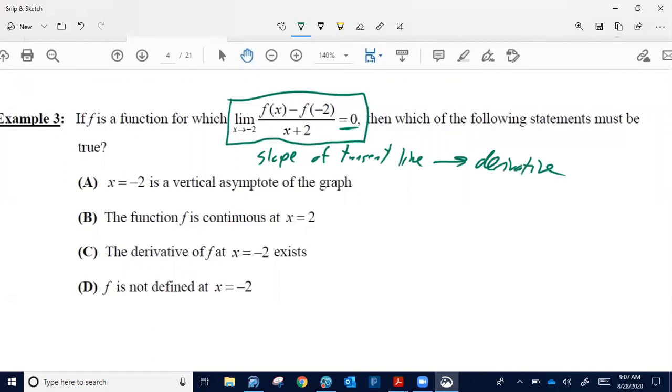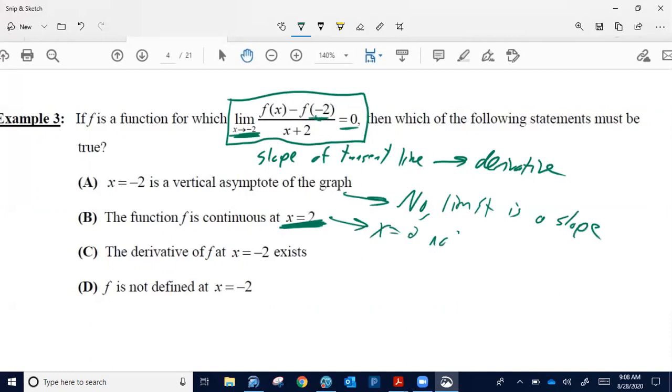A: x equals negative 2 is a vertical asymptote of the graph. Well, no, because this is not talking about the graph. This problem is talking about the slope of a tangent line. So no. The limit here is a slope. It's not a graph problem. B: the function f is continuous at x equals 2. 2 has nothing to do with this problem. Everything here is about negative 2. So x equals 2 is not relevant to the problem.